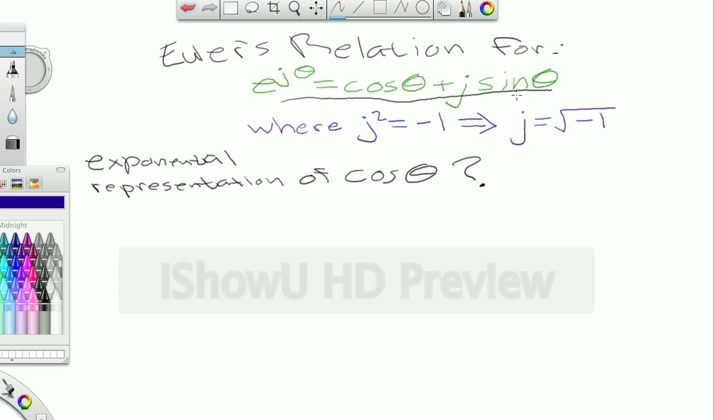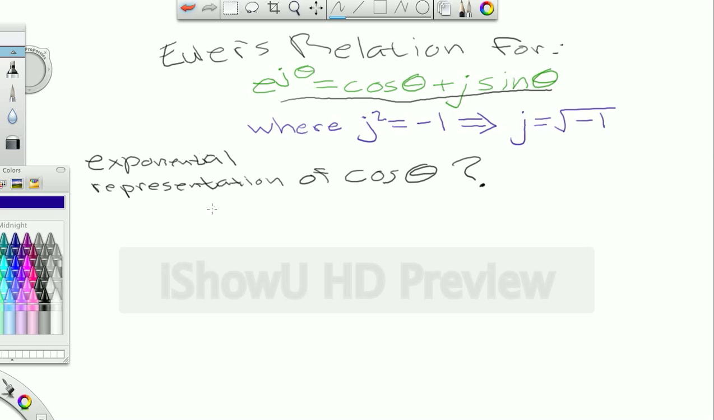It's basically the Taylor expansion of sine theta and the Taylor expansion of cosine theta. Rather, the Taylor expansion of j sine theta. And when you add them together, you get the same exact expansion of the exponential function e to the j theta. Anyhow, back to the question, exponential representation of cosine theta.